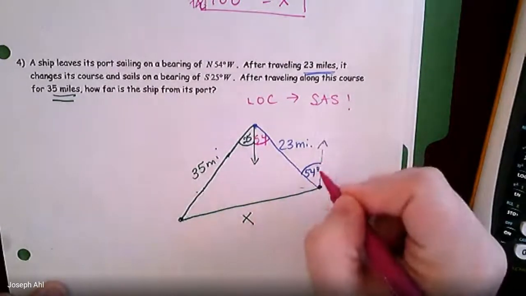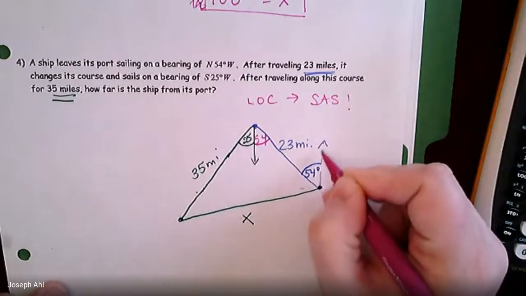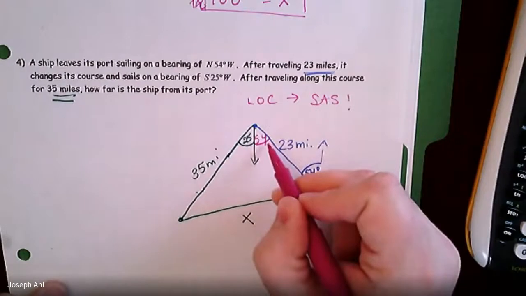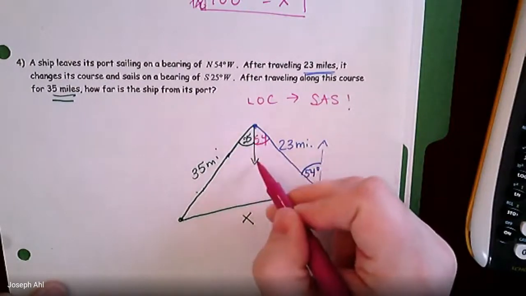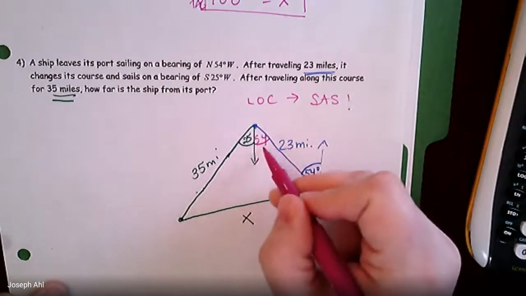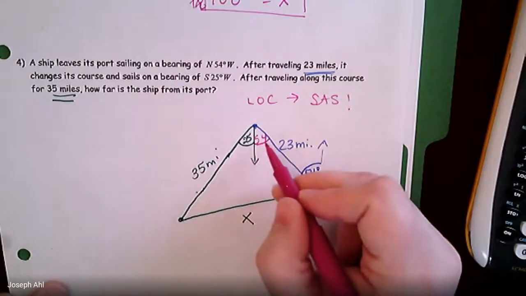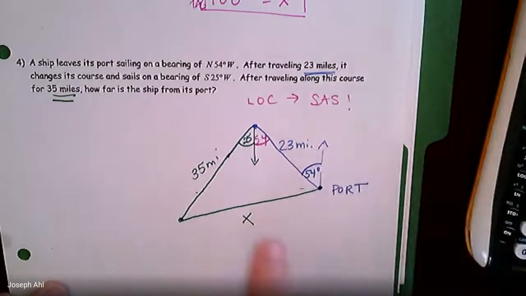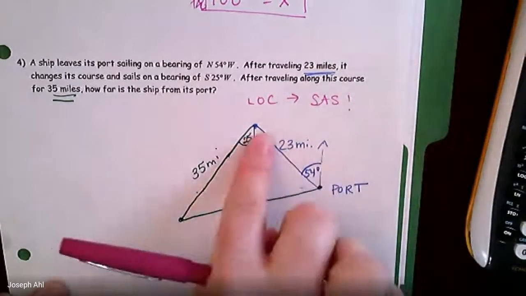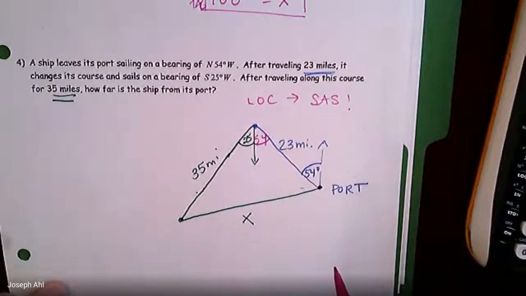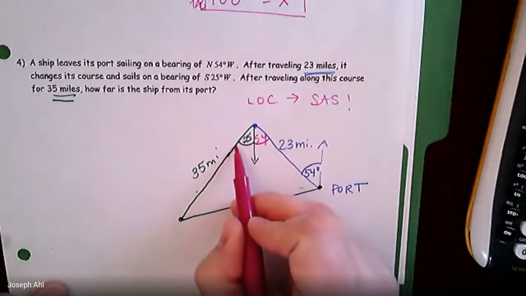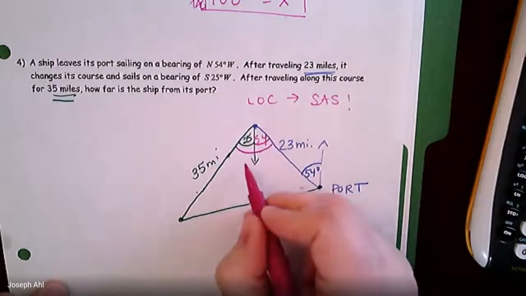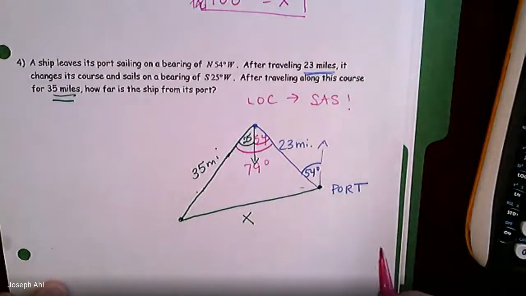Take a look at these two bearings. This bearing right here that was northwest is going to be equal in measure to this bearing. That would actually be, I guess, the southeasterly bearing, right? So the reason why those two are equal is because these two lines, north and south, are parallel. So if these are parallel lines, these are alternate interior angles. So they have to be congruent. Now that we know that, the total angle up here is 25 and 54 for a total of 79 degrees.